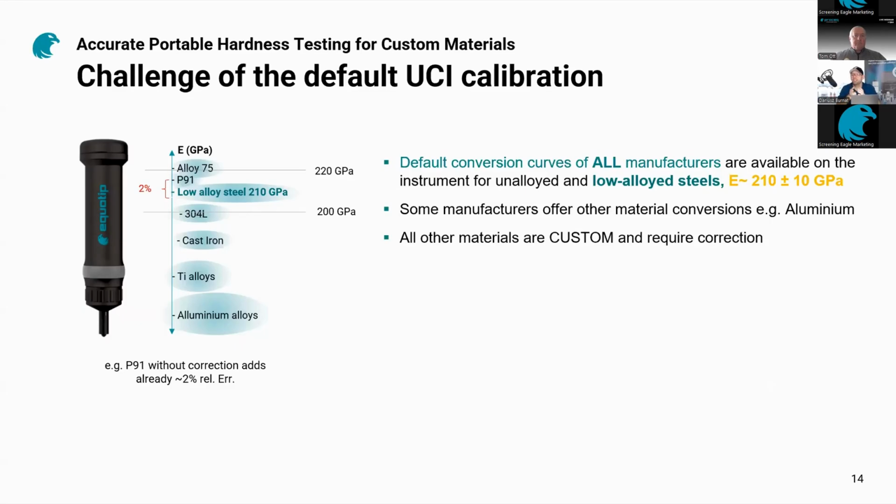I need to highlight that at this stage, although the measurement is standard compliant, you're already having a small bias because of the different Young's modulus. So if you go further to titanium alloys or even aluminum alloys, which I just mentioned, you're completely far away from the default calibration and you need to apply a correction. And there are three ways you can do that.